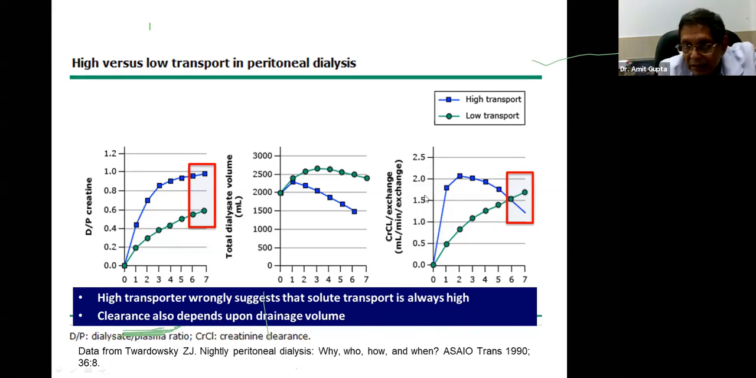So although high transporters have good solute clearance as compared to low transporters, if the dwell time is kept prolonged in high transporters, again, the solute clearance will come down because of the ultrafiltration becoming less. So remember, if you have a patient with high transport characteristic, to achieve a good solute clearance and also a reasonable amount of ultrafiltration, the dwell time will have to be kept less.